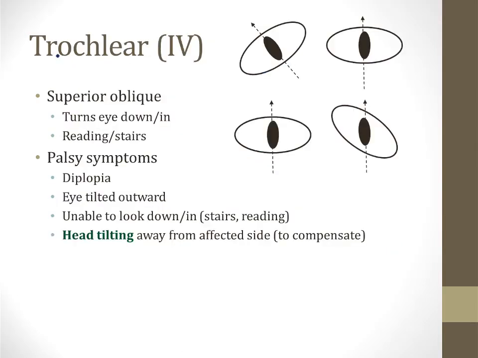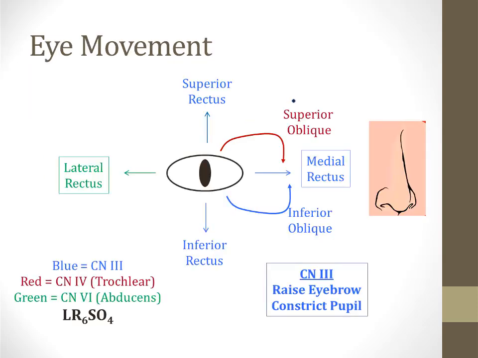The next nerve palsy we'll discuss is a trochlear nerve palsy, or a nerve palsy of cranial nerve 4. This cranial nerve innervates a single eye muscle, the superior oblique. The job of the superior oblique is to turn the eye down and in. This is especially important for activities like reading or descending the stairs. Patients who have trochlear nerve palsies will present with diplopia, and the eye on the affected side will be tilted outward.